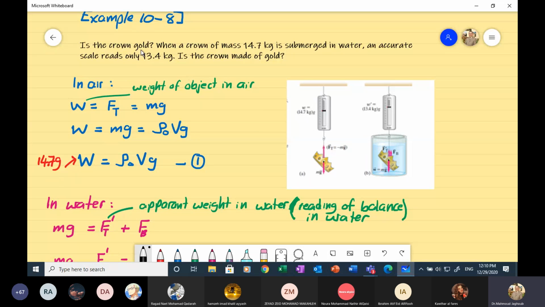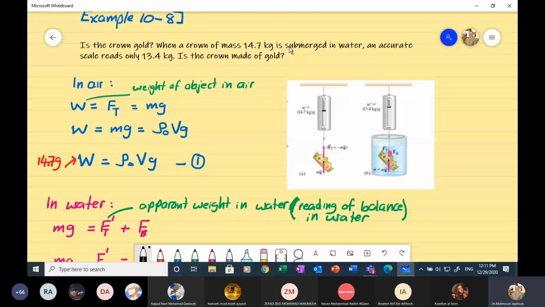It is the crown. Is the crown gold? This crown, is it made of gold? This is the question. When a crown of mass 14.7 kilograms is submerged in water, this 14.7 kilograms is the mass of the crown in air. Its mass in air multiplied by g gives its weight in air. So its weight in air is 14.7 times g.